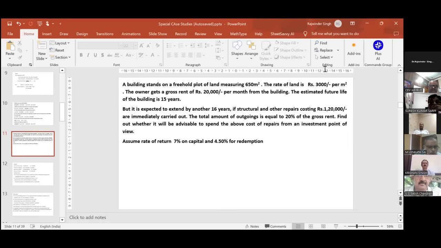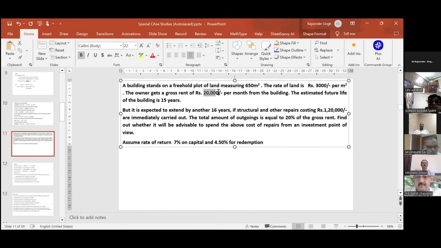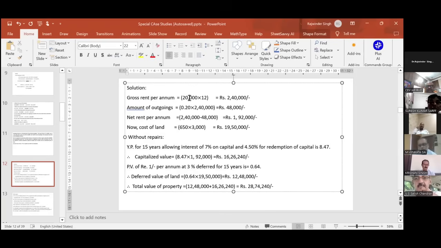So in that case, gross rent is 20,000 and it will be for 15 years. See here, gross rent is 20,000 per month, means per annum it will be 2,40,000. Amount of outgoings is given to you as 20%. 20% of 2,40,000 is 48,000. So net rent is 1,92,000.